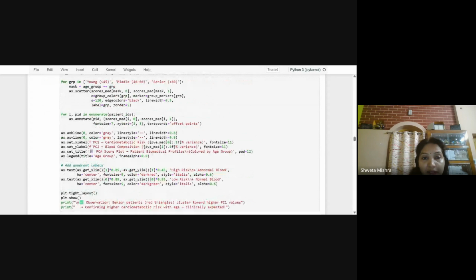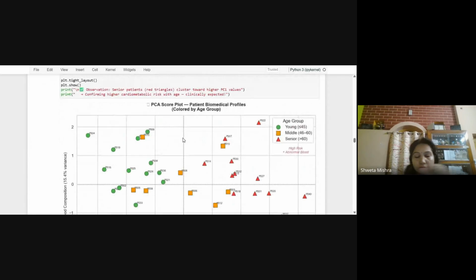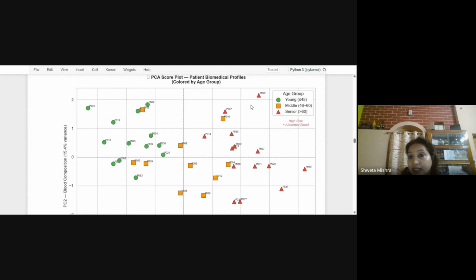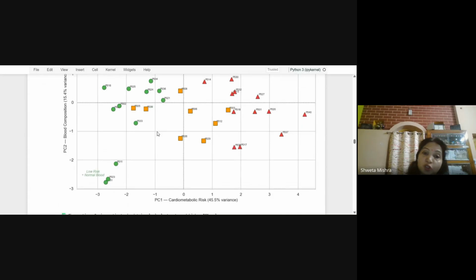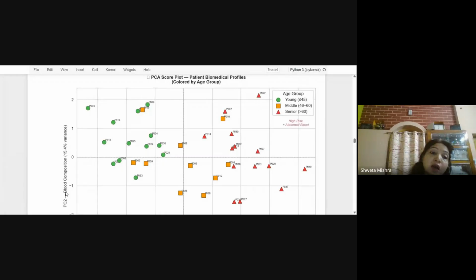The next, if you can see here, this is the data. Now we can easily understand from here that the red color is high risk or abnormal blood when we are considering blood composition, and green means low risk and normal blood. So here this is PC1, cardiometabolic risk, and the other principal component is blood composition.